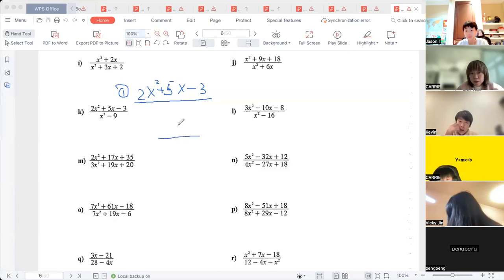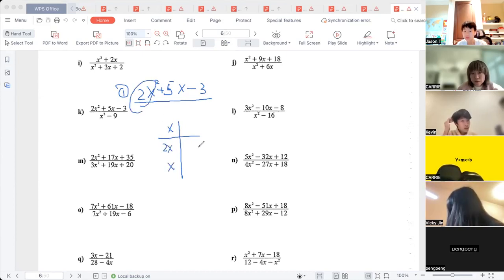Okay, so let's take a look at this one. If we have x here, Kevin, Andy, so 2x squared, we can only do 2x times x. Right, so let's take a look at -3. We could have +3 and -1, or the other way around, -3 and +1, or -1 and +3, or 1 and negative 3. There are these possibilities. But how do we find out the right one, Kevin?